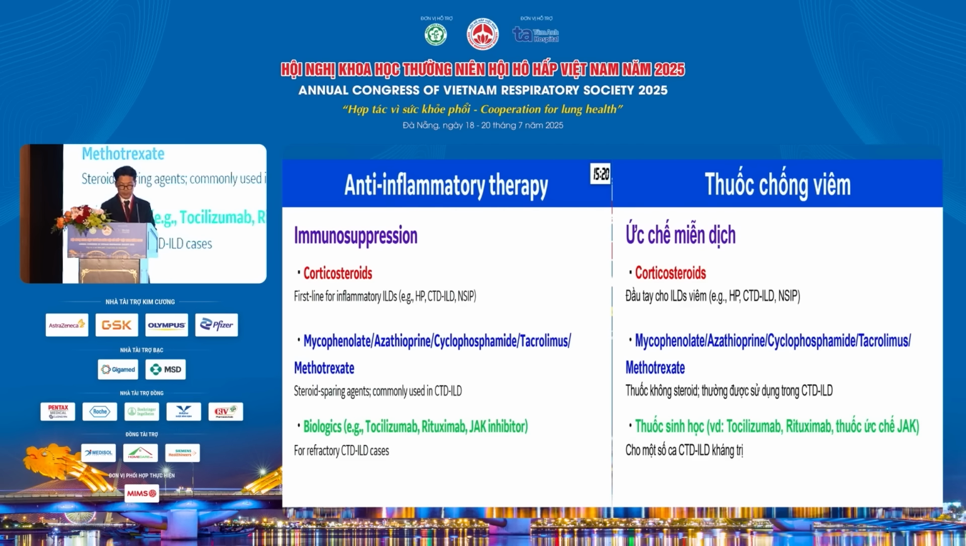Summary of immunosuppressive drugs used for interstitial pneumonia. Corticosteroids are used as anti-inflammatory drugs for interstitial pneumonia. Small molecule drugs such as mycophenolate, azathioprine, cyclophosphamide, and tacrolimus are used as steroid-sparing agents. Biological agents may also be considered for cases with insufficient therapeutic effects.